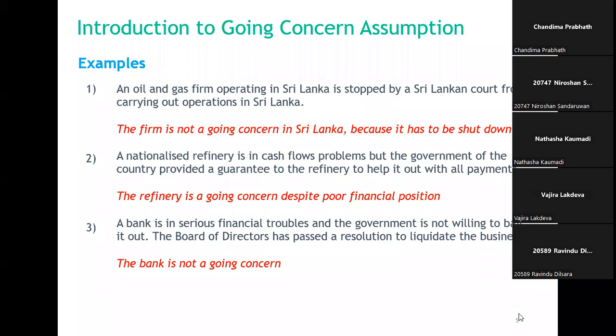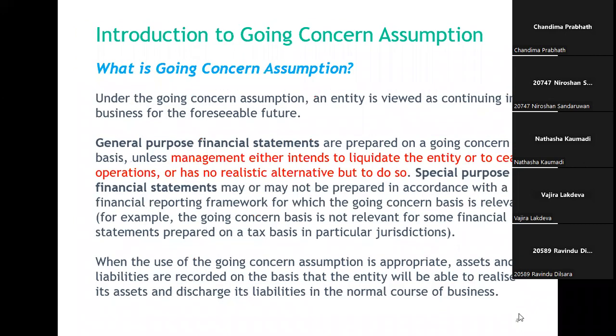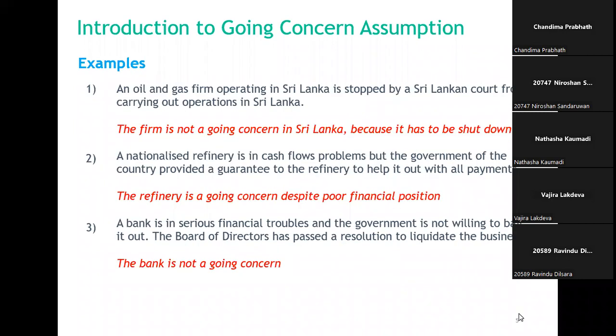Now, third one, a bank is in serious financial troubles and the government is not willing to bail it out, which means the government says we are not going to support you. The board of directors has passed a resolution to liquidate the business. In that case, management intends to liquidate. So they have passed a resolution, which means they intend to liquidate the business. So the bank is not a going concern. So you cannot prepare the financial statements on the basis the entity is a going concern.